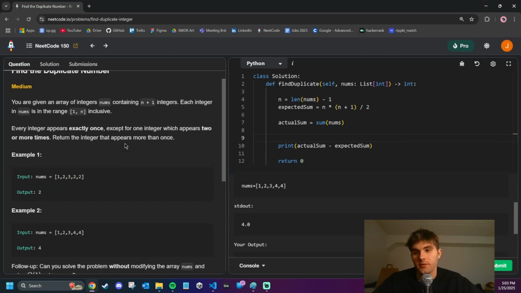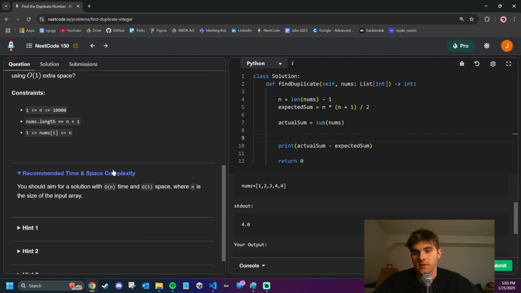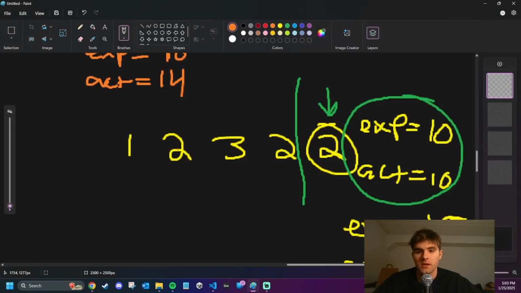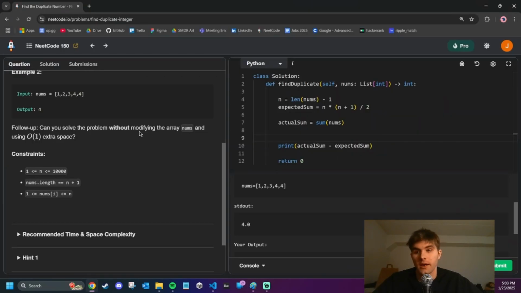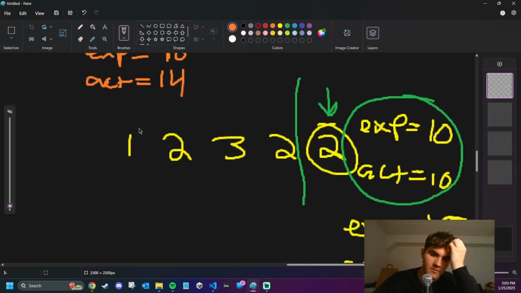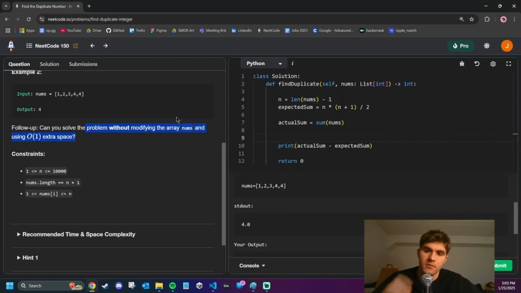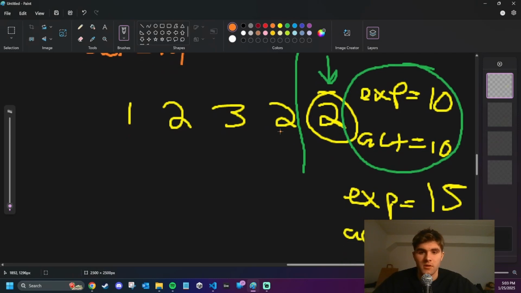I might be able to do it if I can sort it, but it doesn't say. It does say O of n, because if it's sorted, I think I could do that. But it says without modifying the array. Well, I guess if it's sorted, it's really easy. Yeah, the problem is pretty trivial if you sort it, actually. Okay.